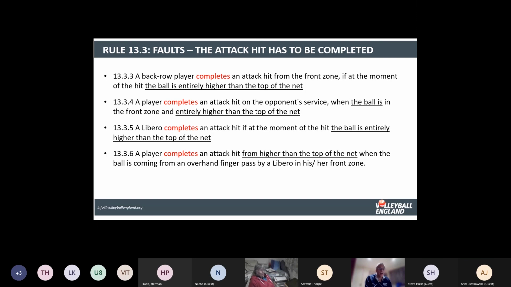So you can see that I've highlighted the same phrases in every single one of these faults, and that is that the attack hit has to be completed, and that at the moment of the attack hit, the ball has to be entirely higher than the top of the net. And there are some other elements in there as well, but those are the two that appear in all 4 faults.